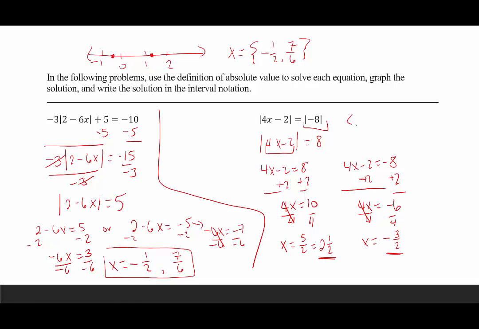Let's graph these on a number line. On my number line, I need to have negative 2, because negative 3 halves is in between negative 2 and negative 1. And over here, I'm going to need to go up to 3. So right here will be my negative 3 over 2, and 2.5 will be right here. And lastly, in interval notation, we're going to open this up, use a brace because they're discrete. I'm going to be consistent. I'm going to rewrite it as negative 1.5 and 2.5. And that's it for this one.